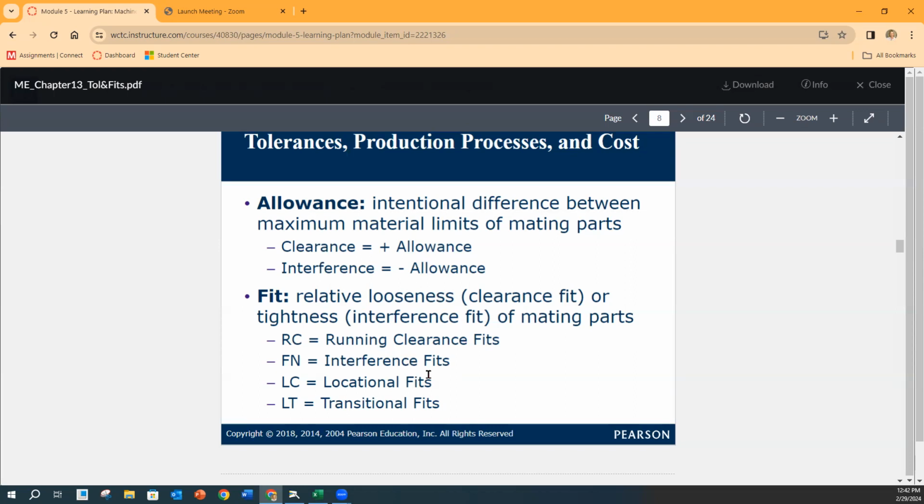It's where we have a little bit of clearance, very little, and then a little bit of interference on the other side. So again, locationals can be these transitional fits as well, where we maybe tap something on in some cases, or it does go on, but we can feel that line. So these are for some specific locational types of items. Our most popular are the running clearance and the interference.